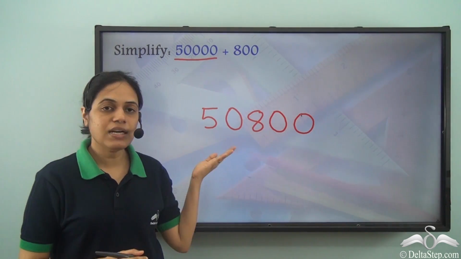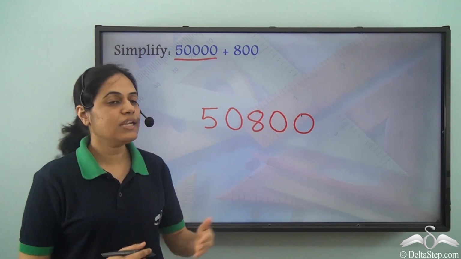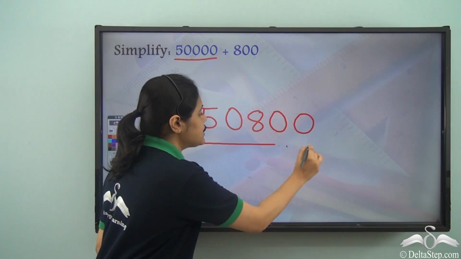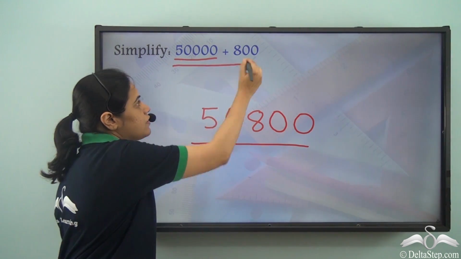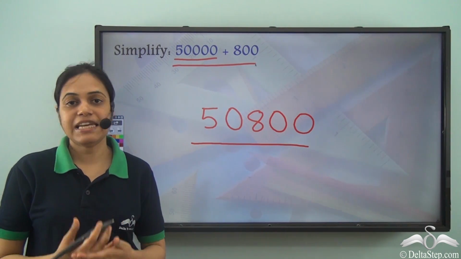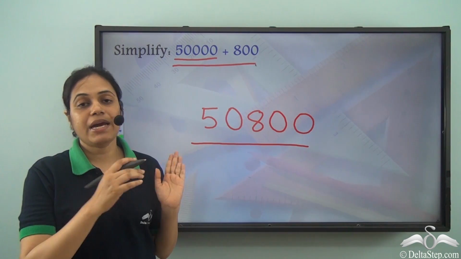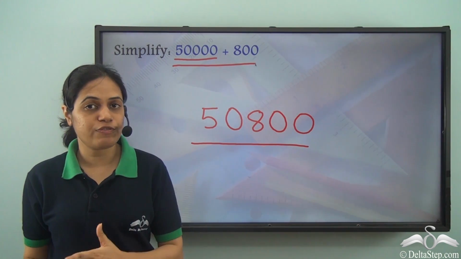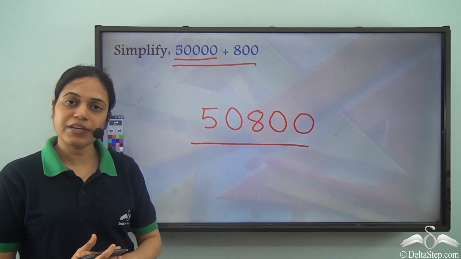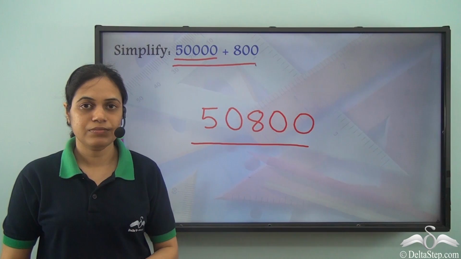So this is the number 50,800. 50,800 is the number. So this is the simplified form of this number. So given any 5-digit number, we can write the expanded form by writing the place values of different digits and adding them. And this is how we write the expanded form. And this is the simplified form of the number.